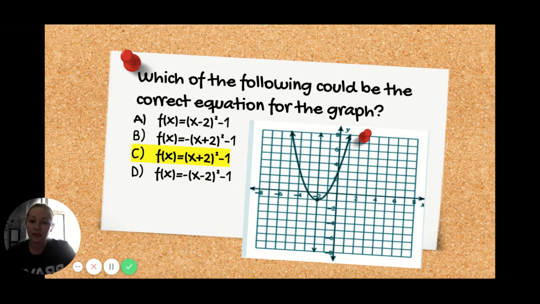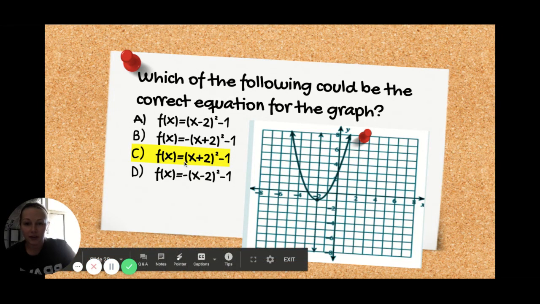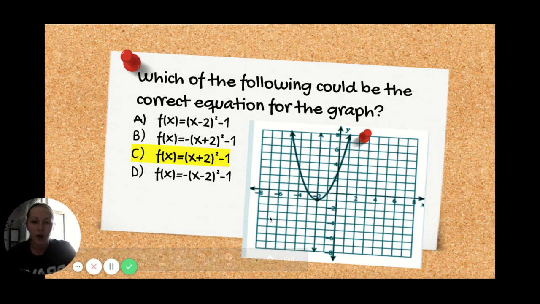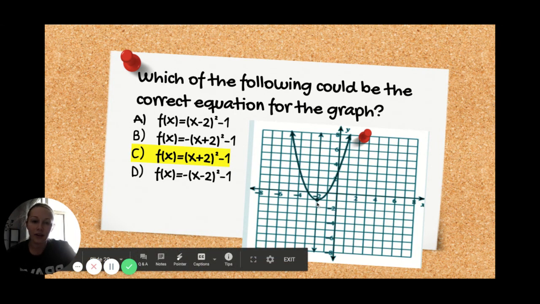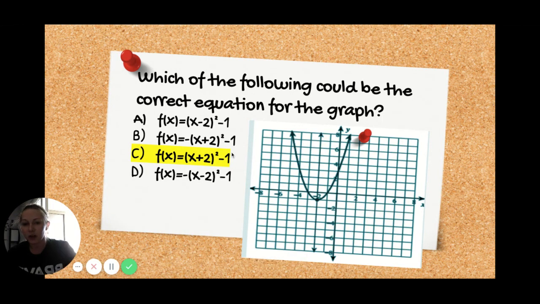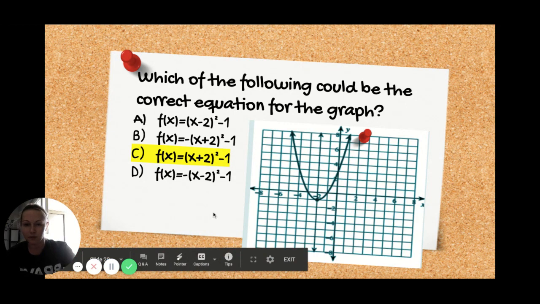So the correct answer is C, because our coefficient should be positive because my graph is facing up. My vertex is at negative 2, negative 1. So it's really easy to know the outside numbers should be negative 1. And then it needs to be x plus 2, because x plus 2 means I should go 2 to the left. So I've gone 2 to the left and then down 1. So the equation for letter C represents the correct vertex and the correct transformations.